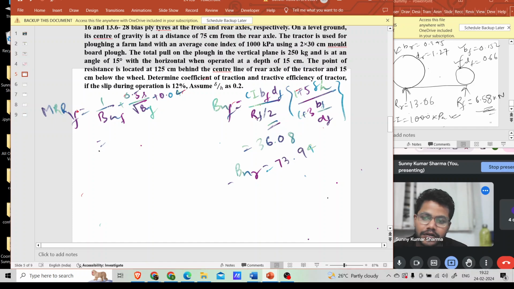You calculate it for motion resistance ratio. Okay, I'll tell you the motion resistance ratio for front and rear. You have to just put this Bn here, so you don't need to calculate. The value for front wheel is 0.23, and for rear wheel it is 0.17.